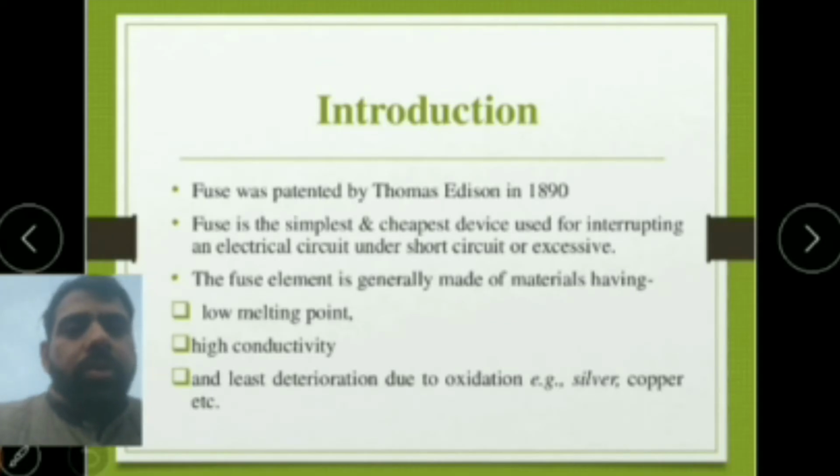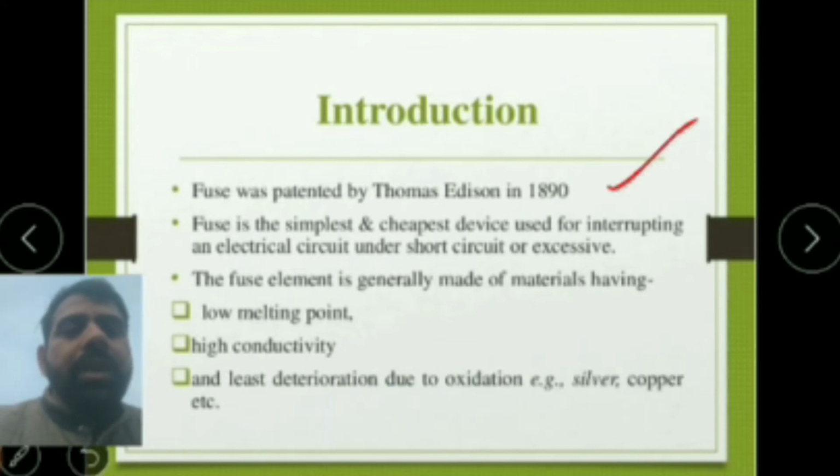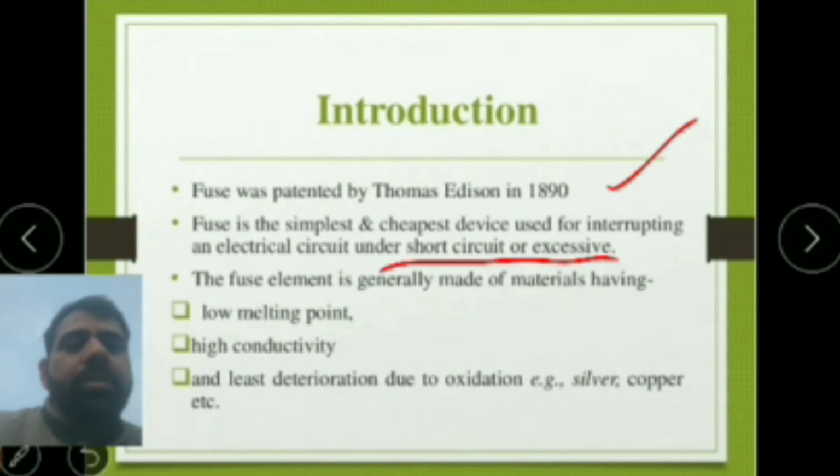So first of all, we will talk about the introduction. The fuse was basically patented by Thomas Edison in 1890. A fuse is the simplest and cheapest device used for interrupting an electronic circuit under short circuit or excessive currents. The fuse element is generally made of material having low melting point, high conductivity, and least deterioration due to oxidation, like silver, copper, etc.